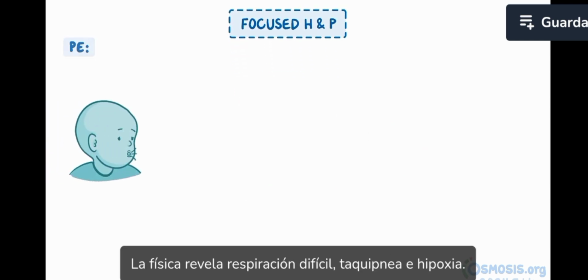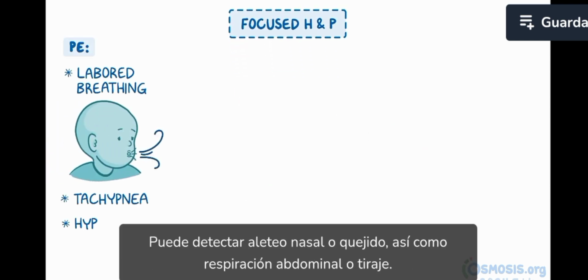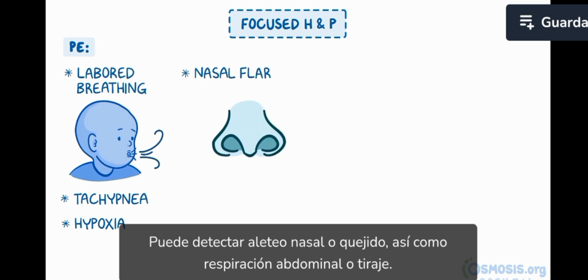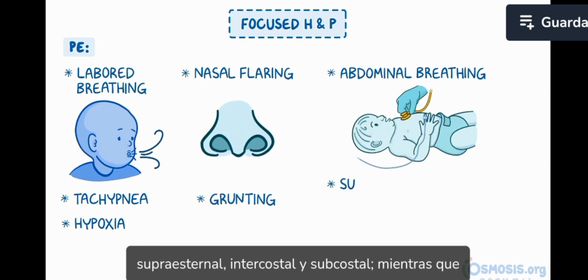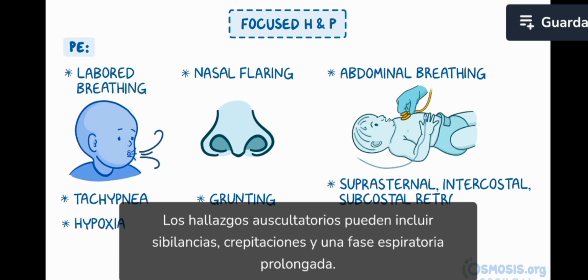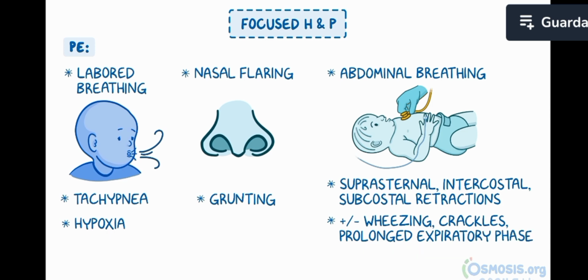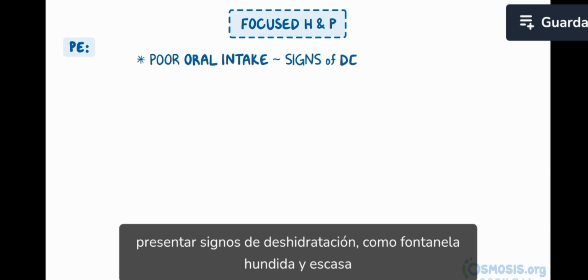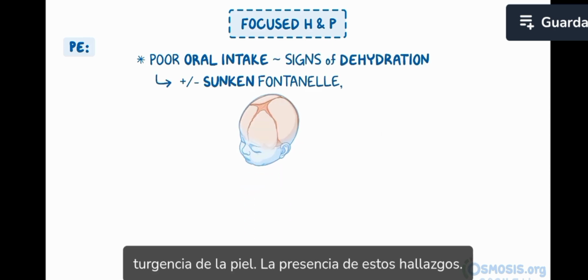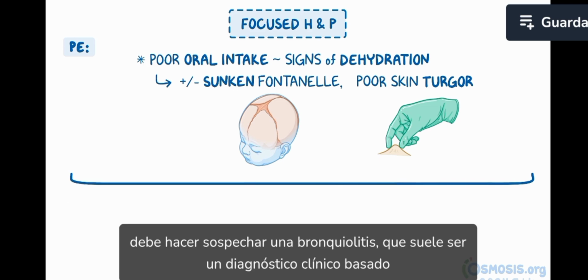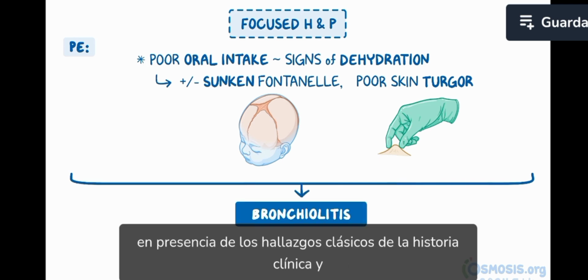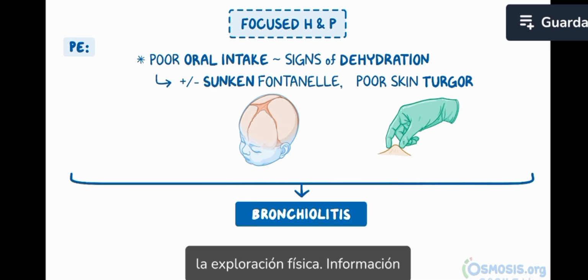Physical exam typically reveals labored breathing, tachypnea, and hypoxia. You may detect nasal flaring or grunting, as well as abdominal breathing or suprasternal, intercostal, and subcostal retractions, while auscultatory findings may include wheezing, crackles, and a prolonged expiratory phase. Infants with poor oral intake may have signs of dehydration, like a sunken fontanelle and poor skin turgor. The presence of these findings should make you suspect bronchiolitis, which is usually a clinical diagnosis based on the presence of classic history and physical exam findings.